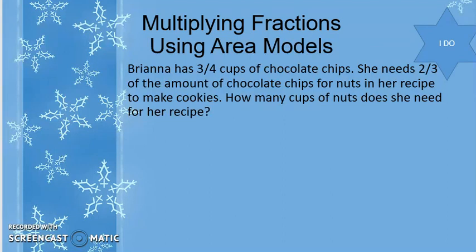All right, let's take a look at our first problem. Brianna has 3/4 cups of chocolate chips. She needs 2/3 of the amount of chocolate chips for nuts in her recipe to make cookies. How many cups of nuts does she need for her recipe? So let's go ahead and use cubes. We know we have 3/4 cups of the chocolate chips.